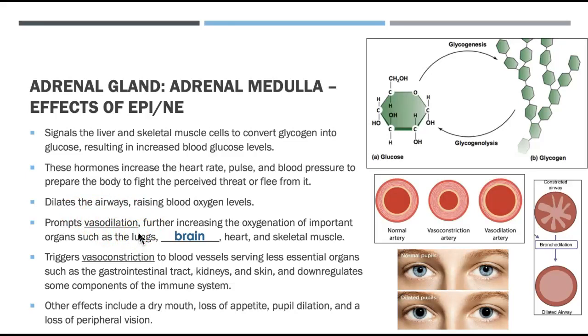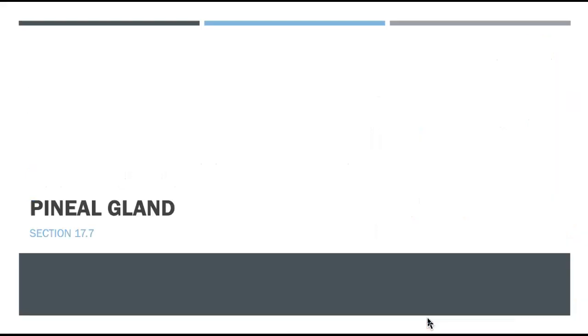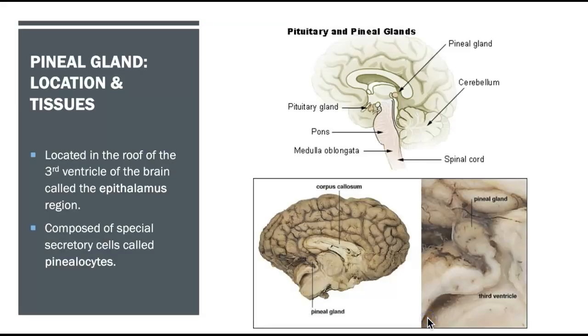And other effects are going to include a dry mouth, loss of appetite, pupil dilation, and loss of our peripheral vision. Now let's move into section 17.7 on the pineal gland. This pineal gland is what I like to call the tail of our thalamus, and it is going to be located in the roof of the third ventricle of the brain, known as the epithalamus region.